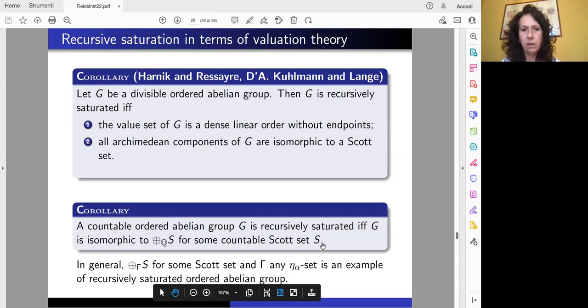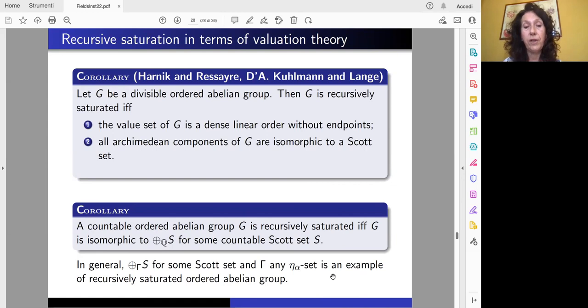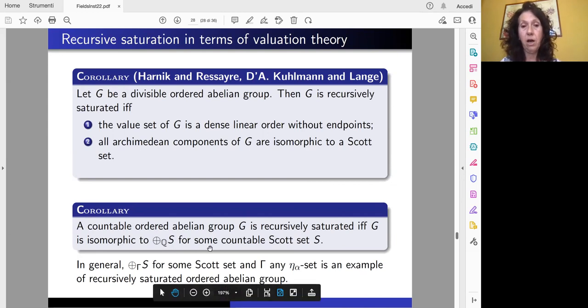So we have the following corollary: a countable ordered abelian group G is recursively saturated if and only if G is isomorphic to the Hahn product of Q-copies indexed by some countable Scott set. This is more in general what we get if we avoid the countability hypothesis of the model.